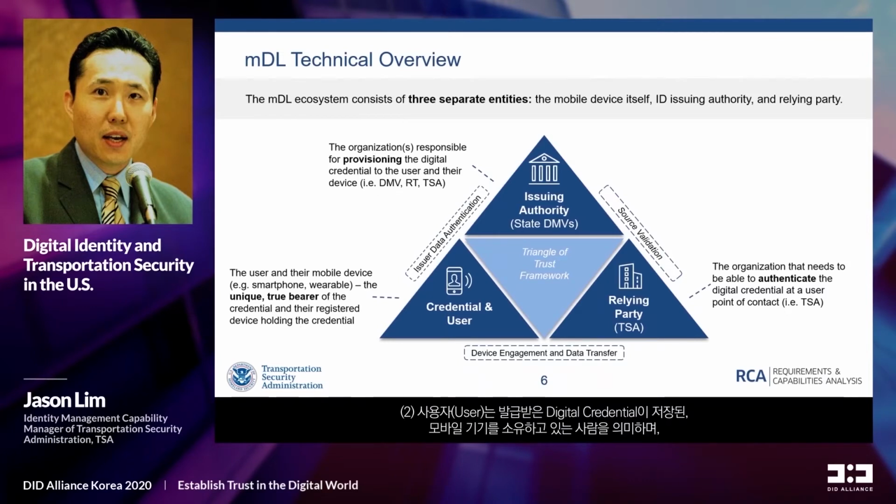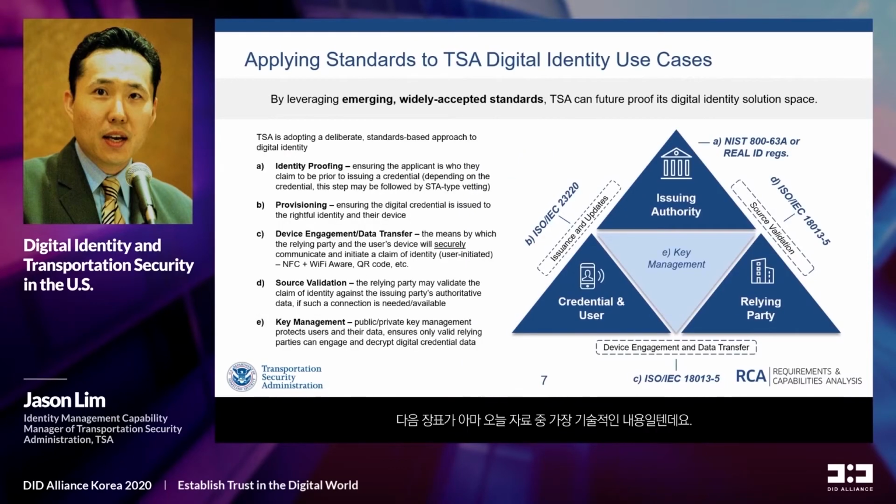Number two, you have the user, who owns the mobile device where the issued digital credential lives. The issuing authority has to provision the mobile device with that digital identity. And number three, you have the relying party, which TSA is one, and anyone else who needs to verify an individual's identity information for access, benefits, or whatever purpose. A bank or liquor stores are other examples that are often cited, although they each have different needs for different types of information.